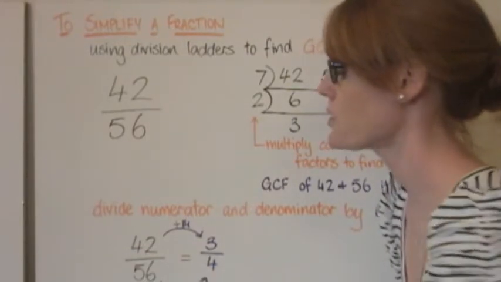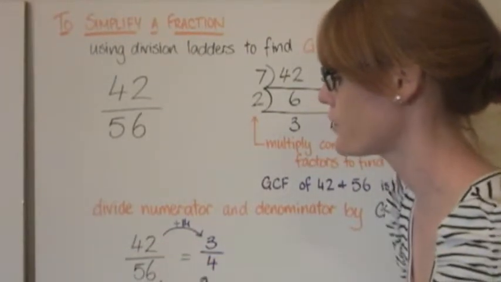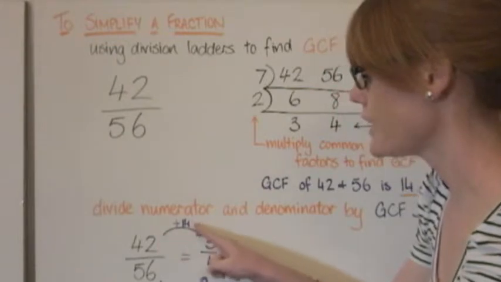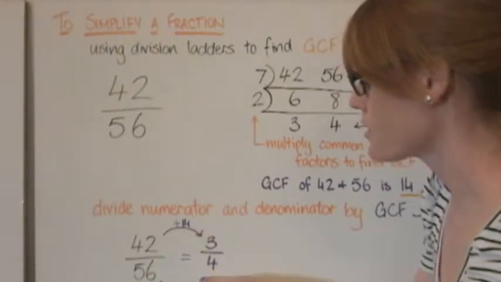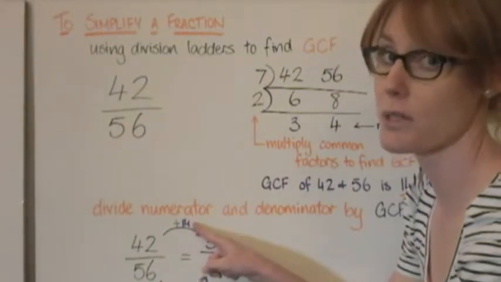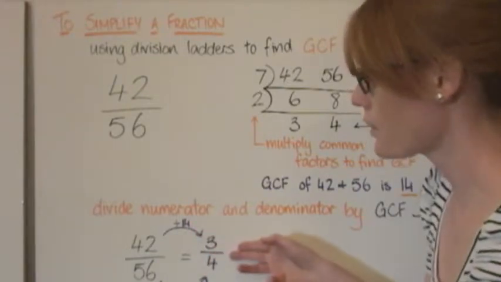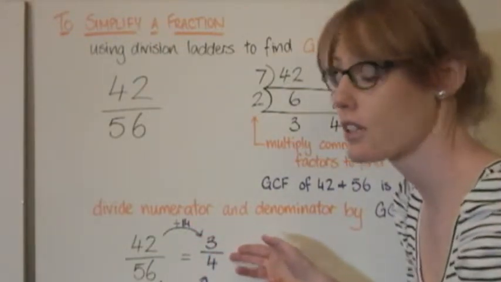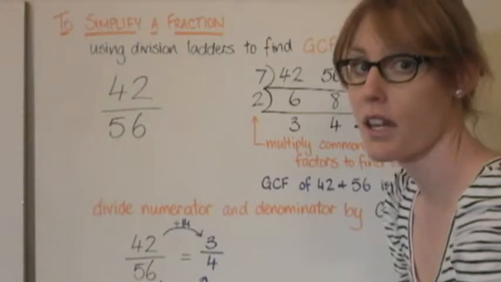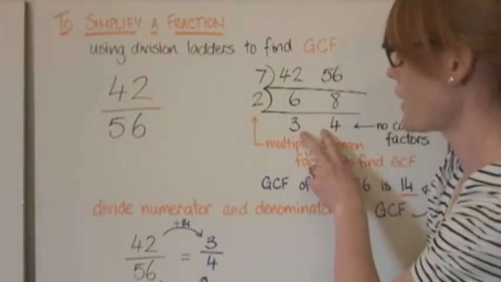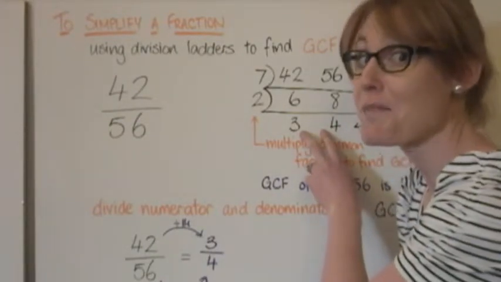So here I have my original fraction, 42 over 56. If I divide each, the numerator and the denominator, by my greatest common factor, which is 14, I end up with the equivalent simplified fraction of 3/4. And you'll notice in my division ladder, I had those numbers listed already. It's a big clue.